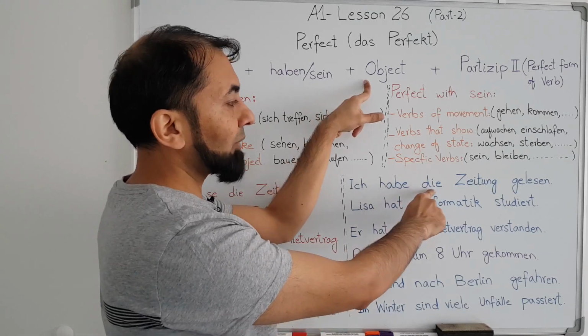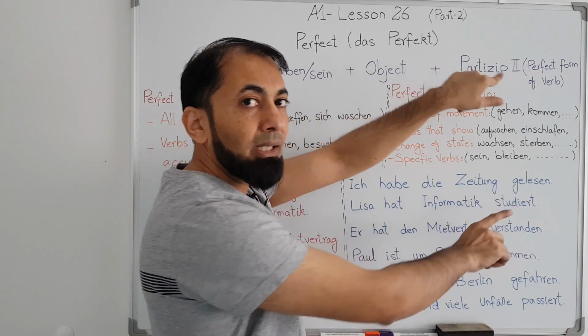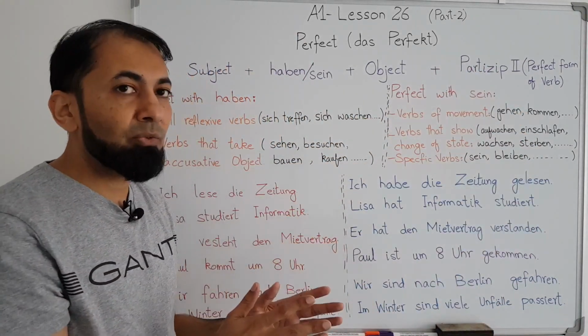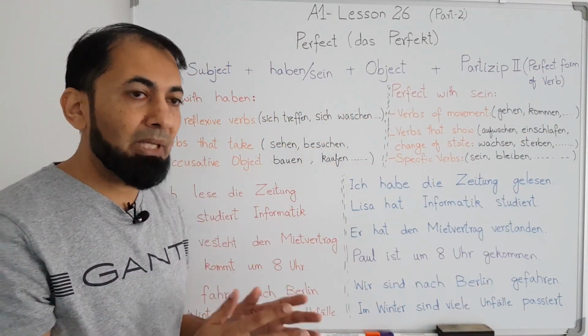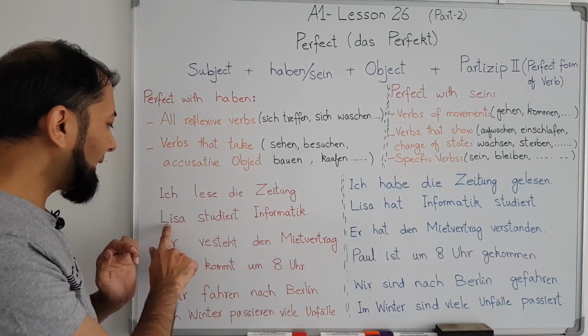Then comes the object, which is die Zeitung, and participle zwei is gelesen. Gelesen is the participle zwei or perfect form of the verb lesen in the German language. Next is the second example.